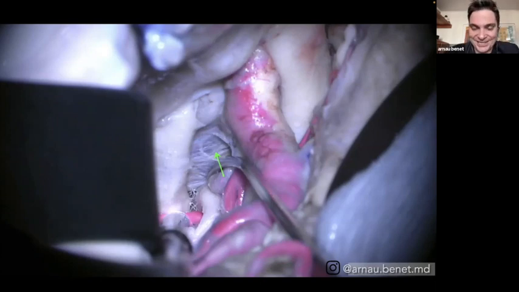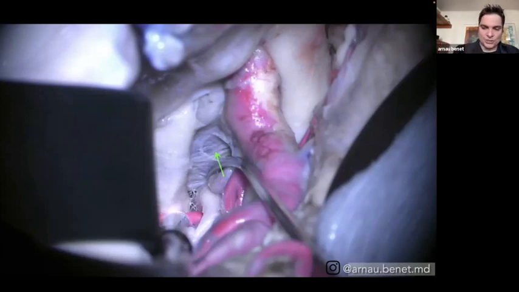And what we're seeing here is the diencephalic membrane of Liliequist. And that's so critical. Why is it so important? Well, because that membrane, most of the time, is constant, has few perforators, and that's the main membrane that separates the fluid dynamics and the CSF, supra and infratentorial.